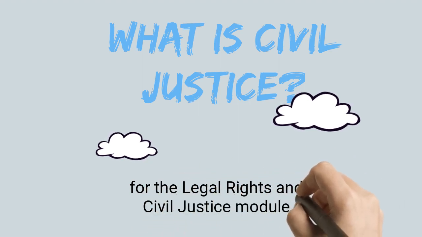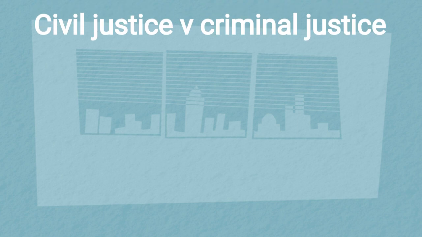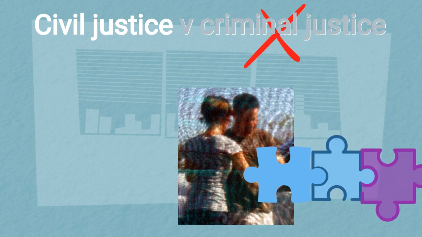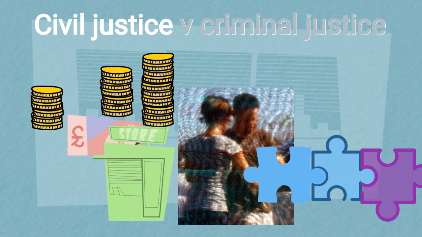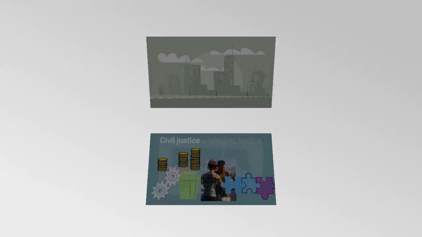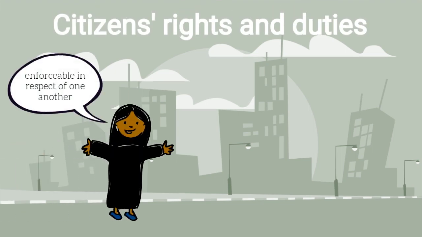What is civil justice? Civil justice is most easily defined as being that which criminal justice is not. Civil justice is about issues of social order and economic activity which don't encroach on matters of criminal law. In criminal law, the state takes action against citizens. In civil law, citizens have rights and duties that they may enforce in respect of one another and in respect of the state.